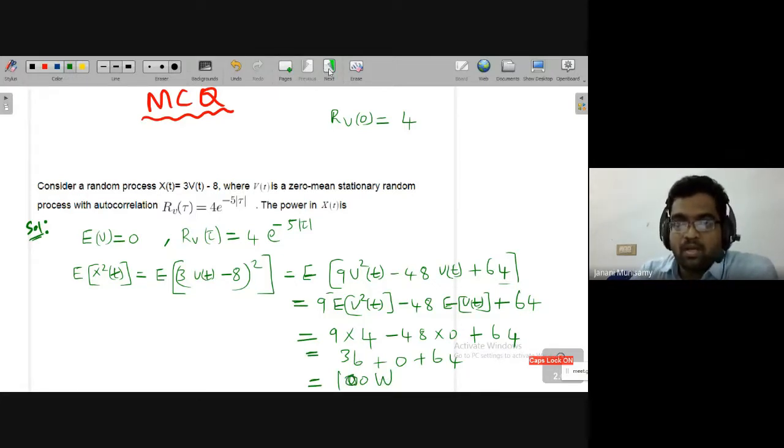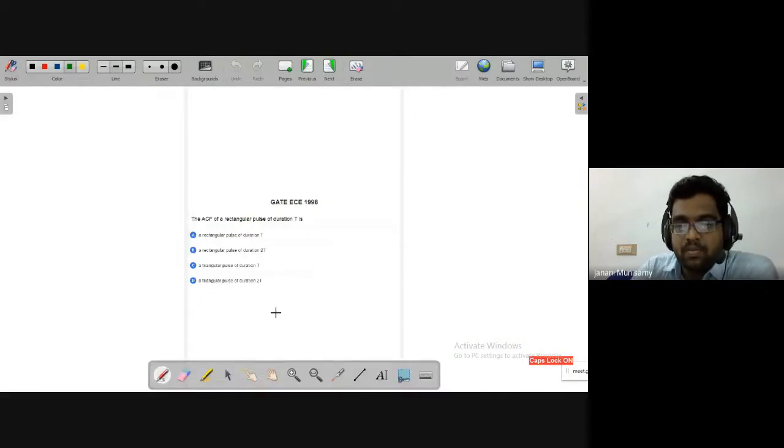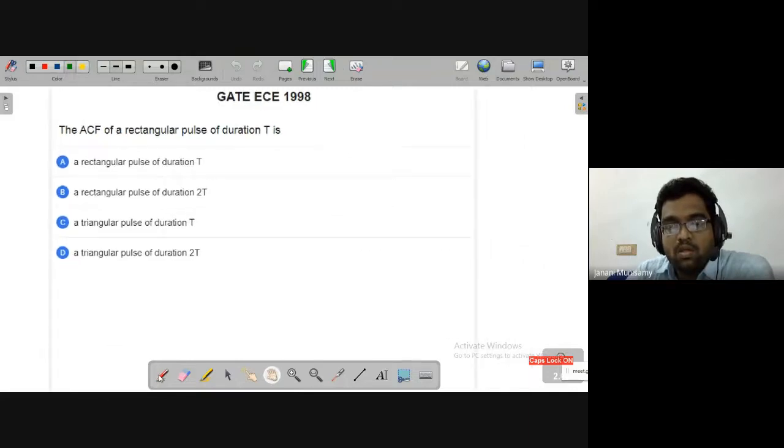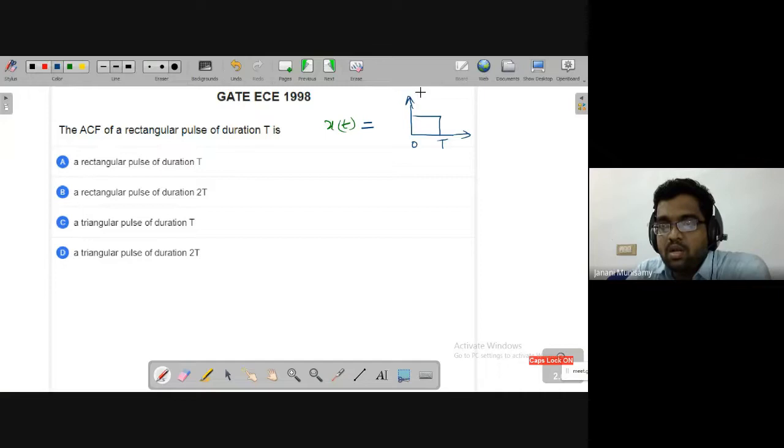Okay. Next question. The autocorrelation function of a rectangular pulse of duration T. They have given some signal x of t. X of t is a rectangular signal. I can imagine it like this: a rectangular signal with the duration T, capital T, in the time domain. Now, what is the autocorrelation function of this rectangular function?